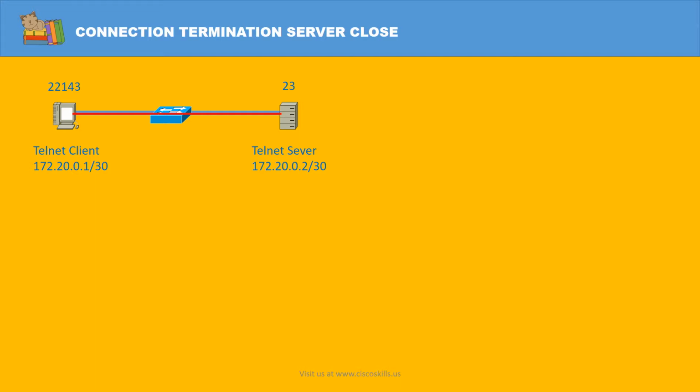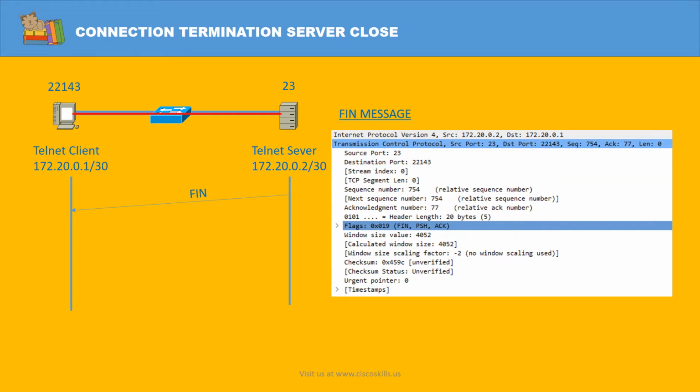Let's take a look at our case. It is the server that closed the circuit by sending the finished message. Here's the finished message from the server. It is sent from the server to the client. This is the flag of the finished message.